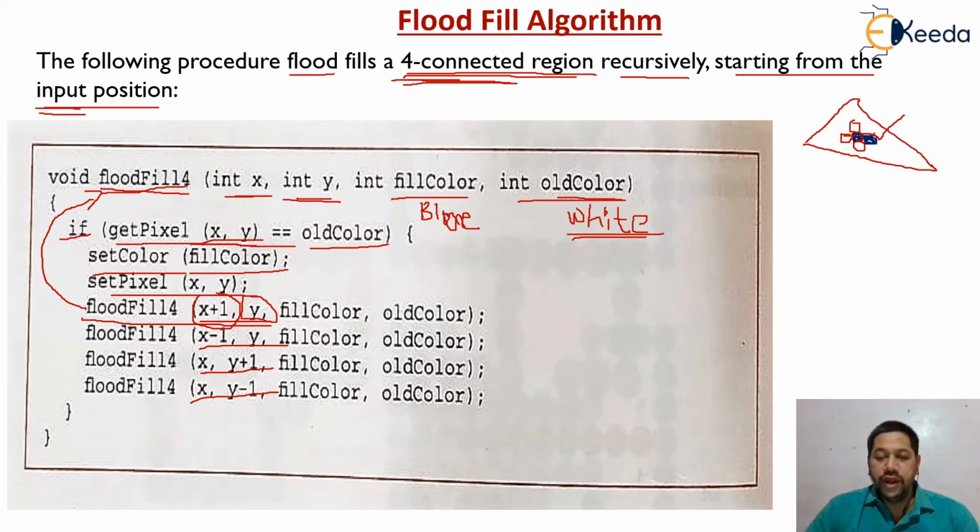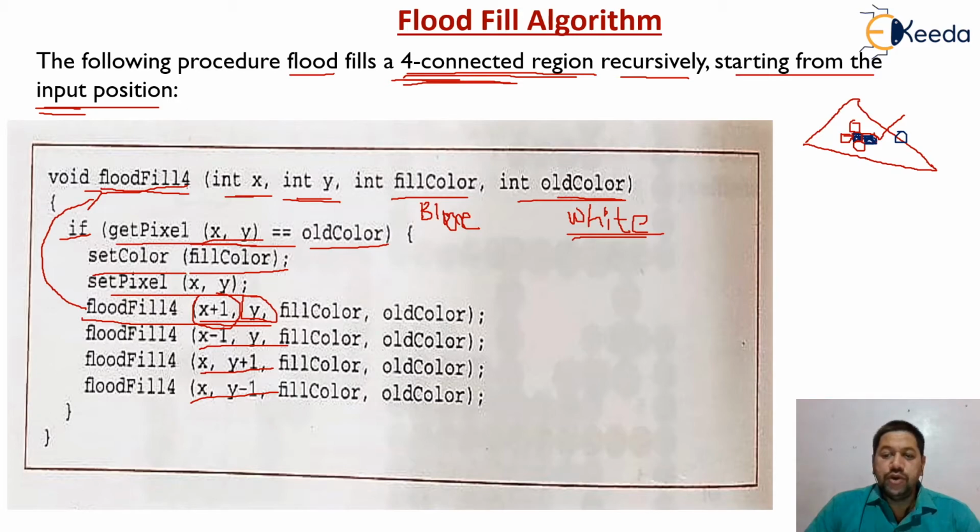In this way it will continue. Now the question is, what happens when I reach a pixel which has the brown color, or the boundary color? Suppose the boundary color may be any color, but it should be other than the fill color and the old color. It should be other than the interior color and the fill color.